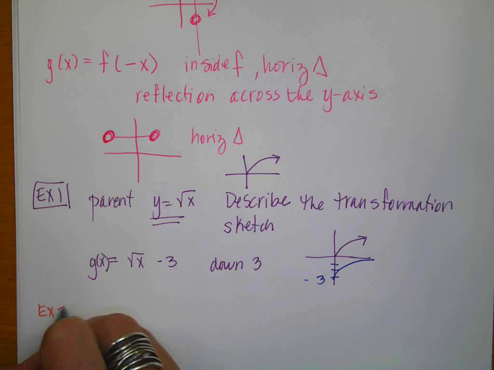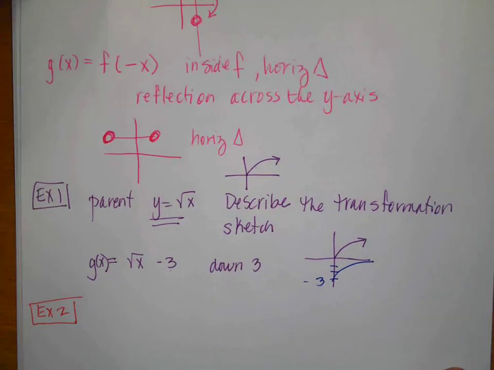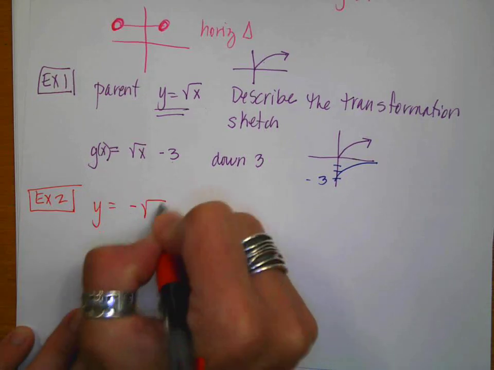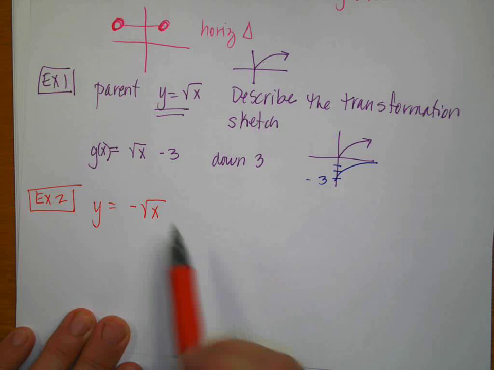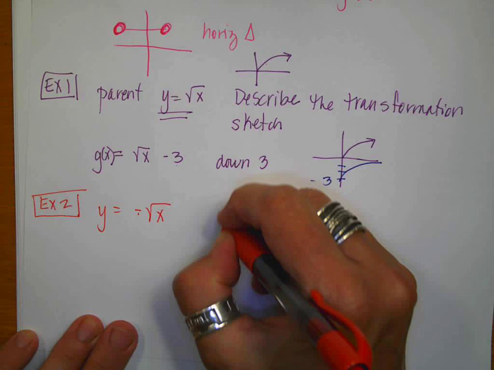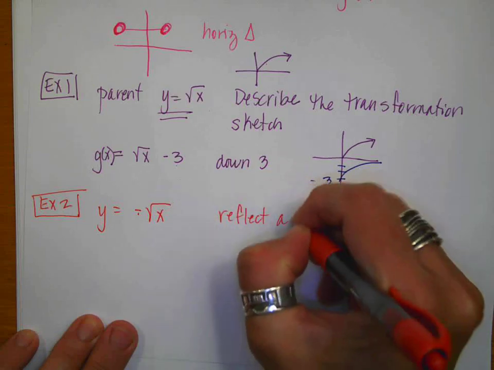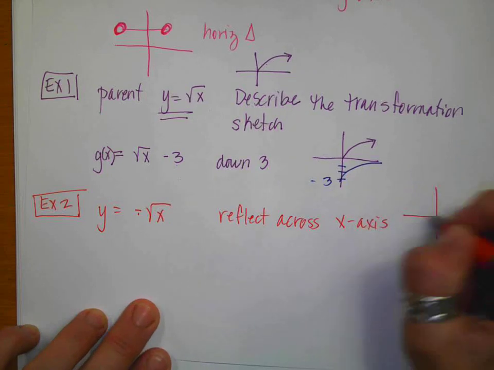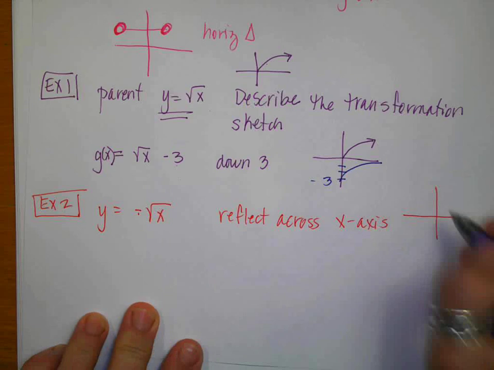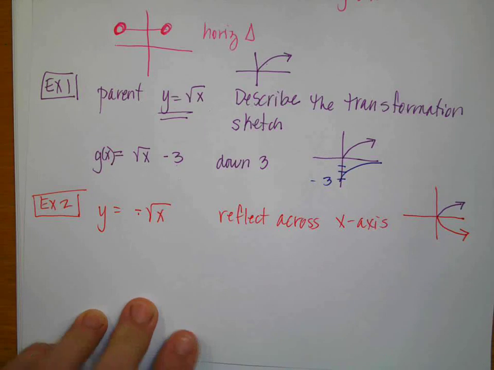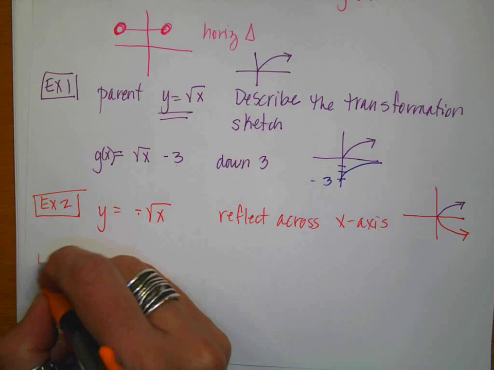All right, next, example 2, we're going to change our equation a little bit again. This time I'm going to have y is equal to the negative square root of x. Notice that the negative is outside the function. Again, it is a vertical change, so this is going to reflect across the x-axis. If this was the original function that goes this way, then the new one is going to be down here. So that is a reflection across the x-axis.